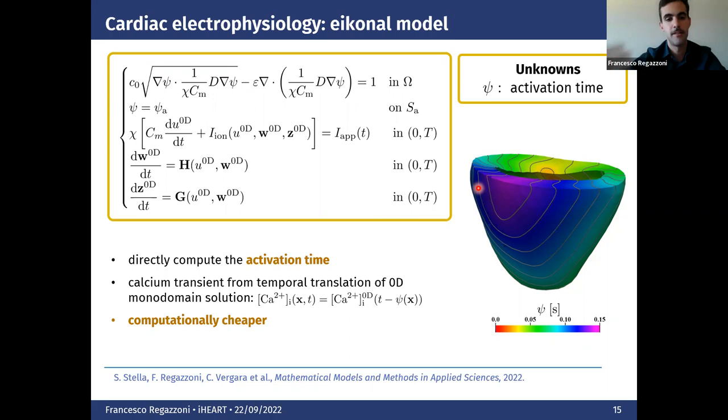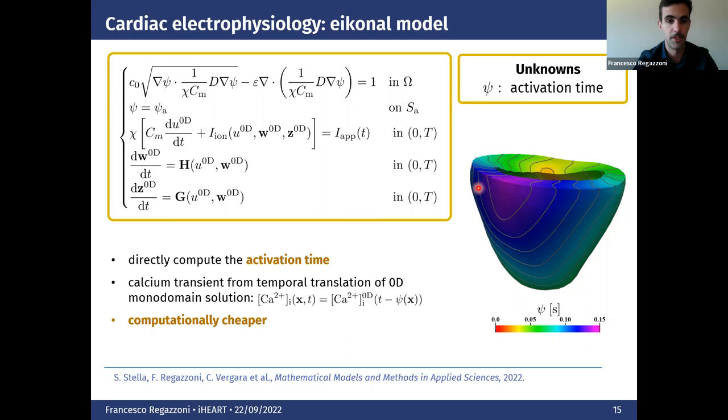For instance, this model is called the eikonal model. This is a simplification of the bidomain model because it does not describe the transmembrane potential in all the points and all the time instants, but it just gives you the time of activation. It is the time where the signal reaches a single point. Of course, this contains less information, or in some sense, it is less complete than the bidomain model, but it is much cheaper from a computational viewpoint. For instance, if the bidomain model can take several hours to be solved, the eikonal model can take just a few seconds. So for this reason, in some situations, the eikonal model is more convenient than the bidomain model.